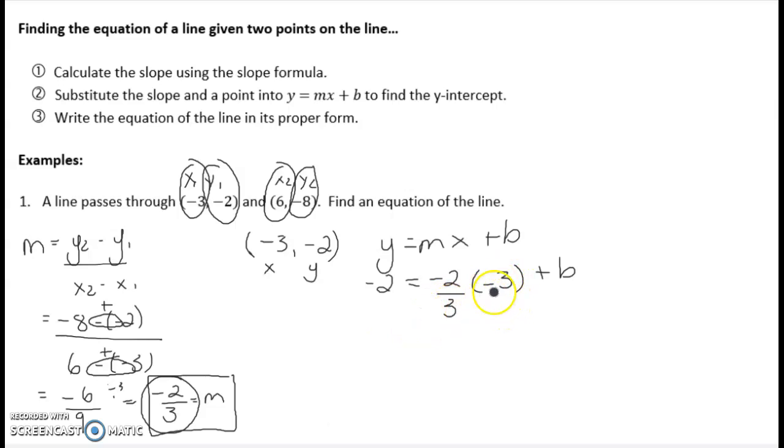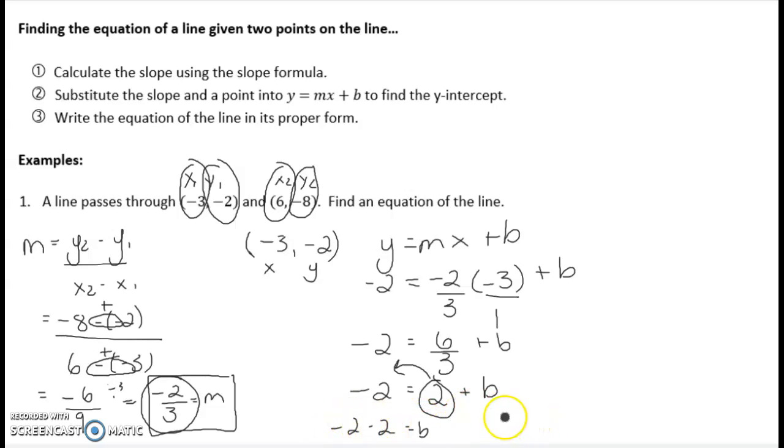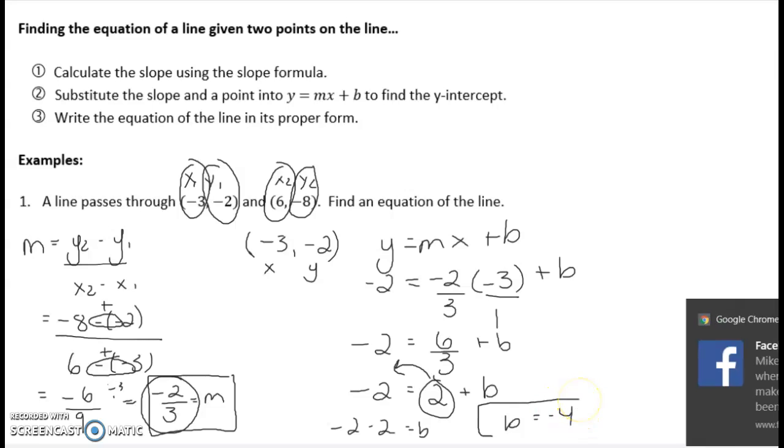So right over here, if we are multiplying by 3 and dividing by 3, okay, they will end up canceling each other. So we have negative 2 equals, and then I'll just put the 1 underneath. So negative 2 times negative 3 gives me positive 6. And then the bottom, 3 times 1 gives me 3. And then plus b. So negative 2 equals, well, 6 divided by 3 is 2, plus b. Now we're going to move this 2 onto the other side, so it becomes negative 2 minus 2 equals b, and then b equals negative 4.